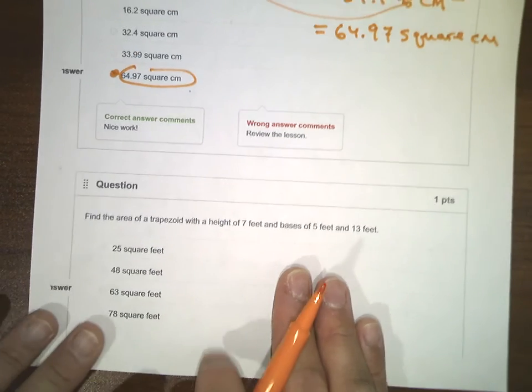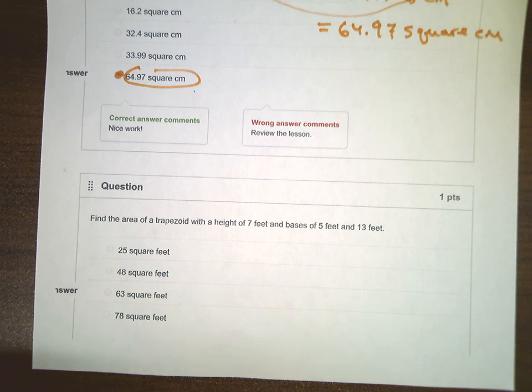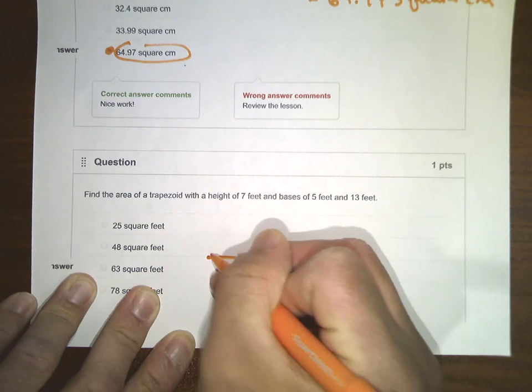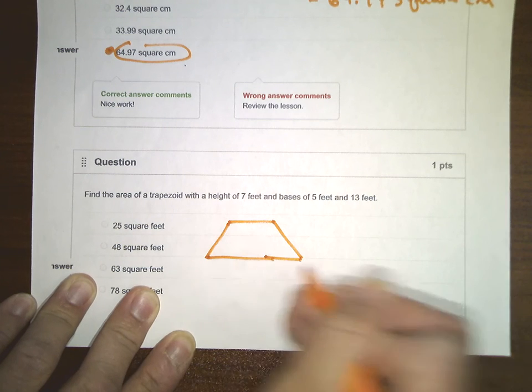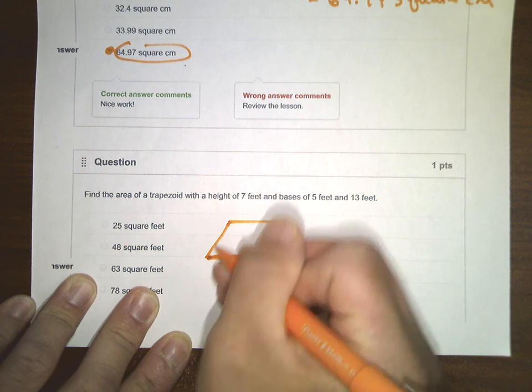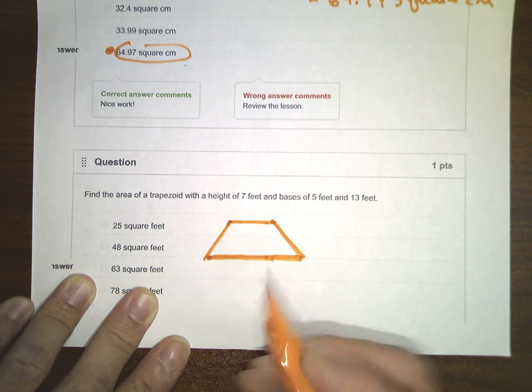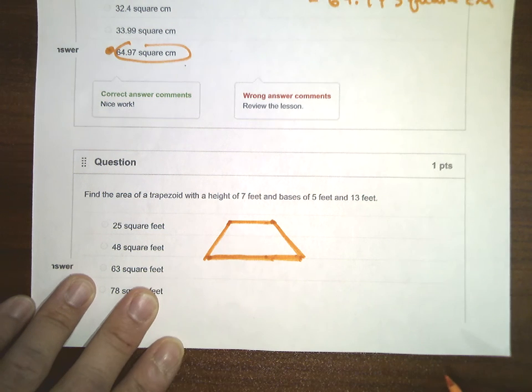All right, we've come to the end almost. So here is the last one, unfortunately. Find the area of a trapezoid with a height of 7 feet and bases of 5 feet and 13 feet. All right, so let's go ahead and figure this out. So first, if you don't know what a trapezoid is, you'll have to figure that out. But good news, I'll draw a sample of one right here. So this is a trapezoid. It's a quadrilateral or a four-sided figure, where two of the bases are parallel like this.